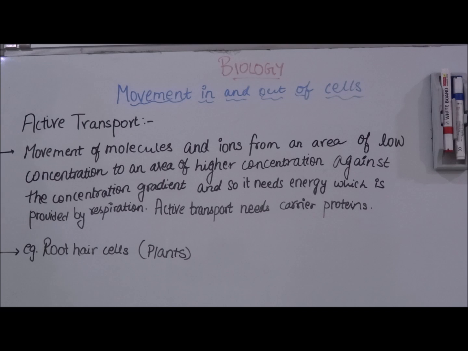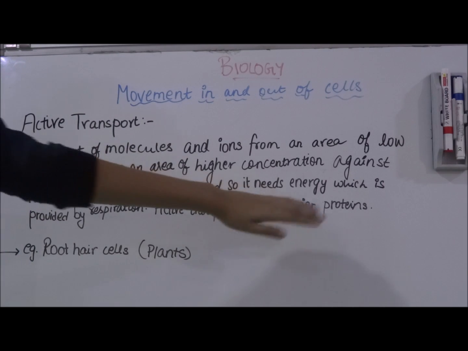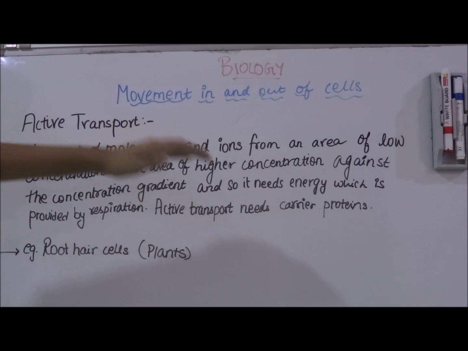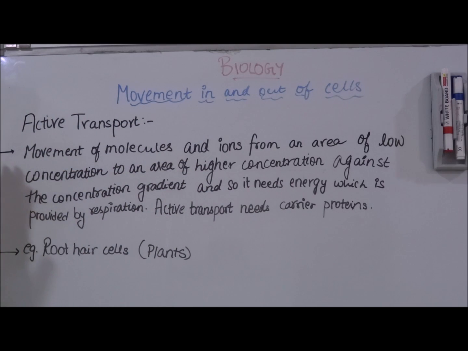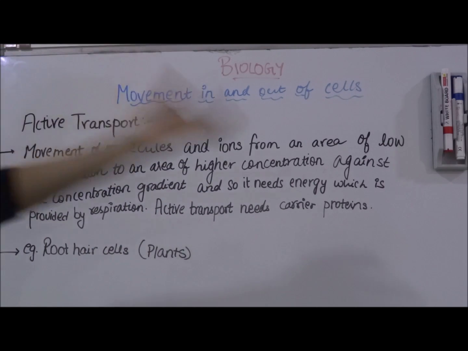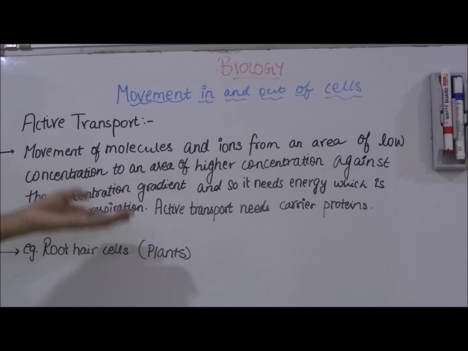Now, when it moves from an area of higher concentration to an area of lower concentration, either diffusion or osmosis occurs invariably. That is, it does not need energy. So, it is also known as passive transport. However, active transport needs energy so that it can move molecules and ions against the concentration gradient. A cell gets this energy by the process of respiration that breaks down the food molecules to release energy.